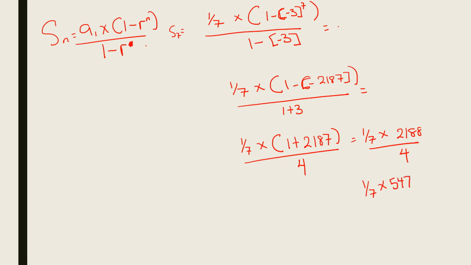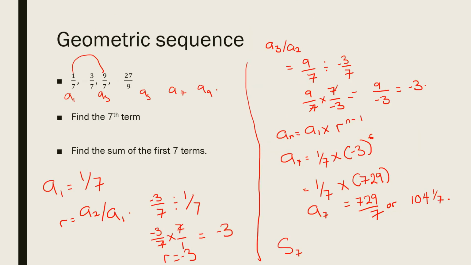Okay. So our answer is going to be 547 over 7. So the sum of the first 7 terms will be 547 over 7, or we can say 78 over 7. Okay. So the sum of the first 7 terms will be this one, 547 over 7, and then the 7th term is actually 729 over 7. So, like I said, fractions.